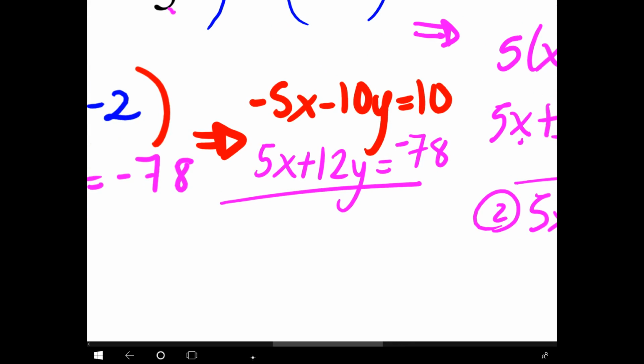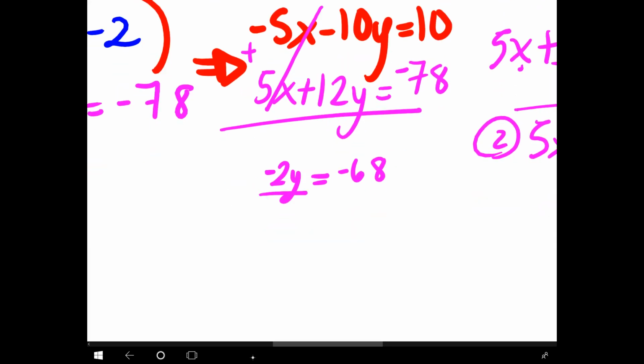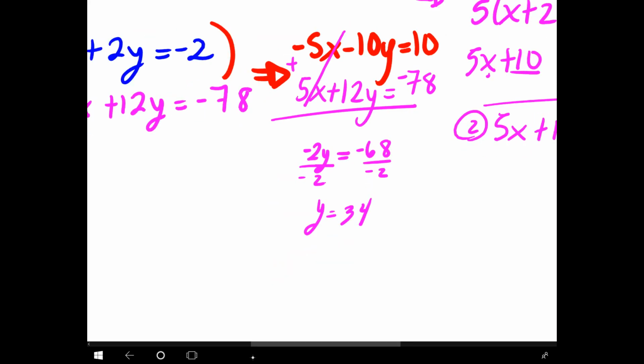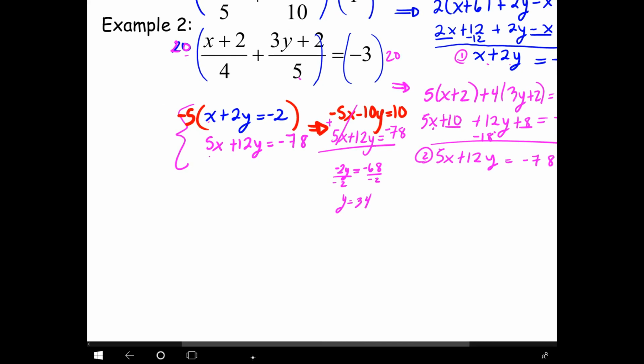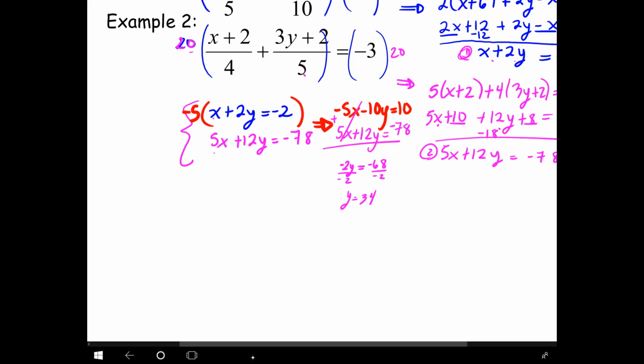And focusing on this, I now add straight down. Negative 5x plus 5x eliminates. Negative 10y plus 12y would give me negative 2y equals 10 plus negative 78 is negative 68. Divide by negative 2. And I should see that y is equal to 34. Now, after I have y, I can plug it into any of the other equations to go ahead and solve for x. So I'll go ahead and plug it into my equation 1, which is up here. So my equation 1, which was x plus 2y equals negative 2. Plug in that y value of 34.